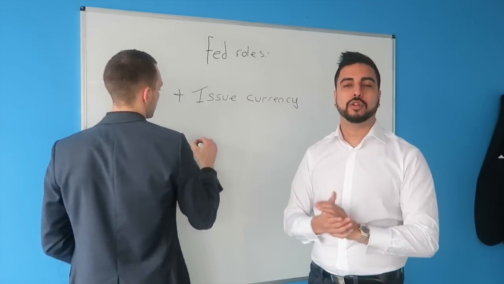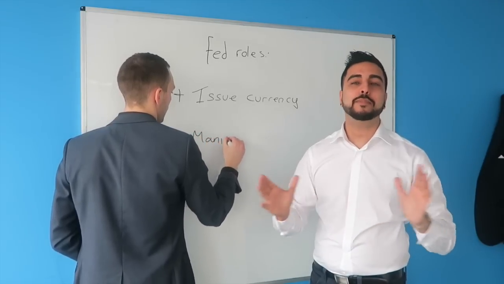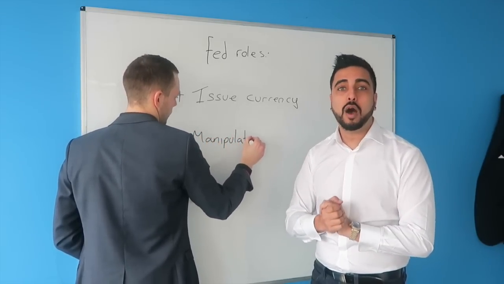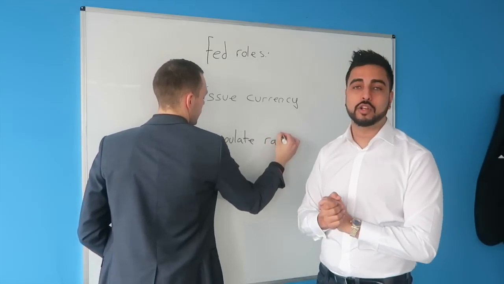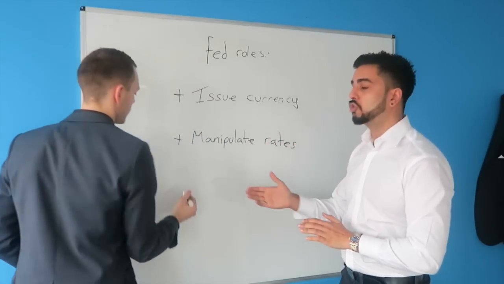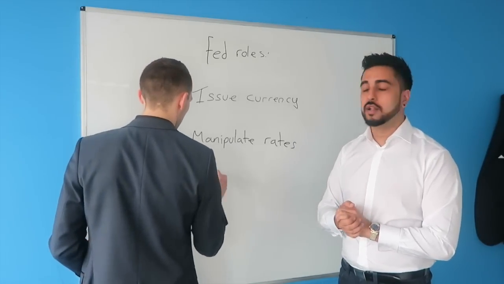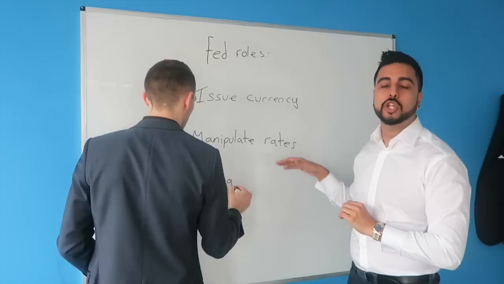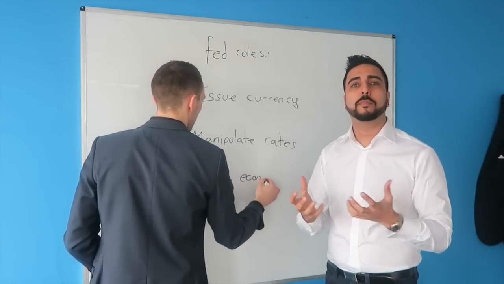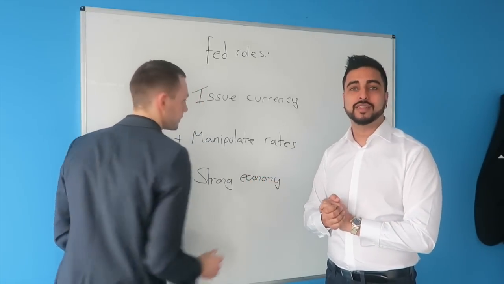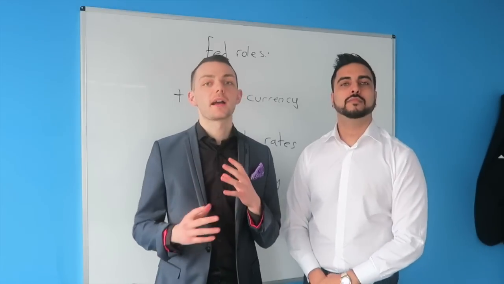Number 2, interest rates. They don't have to ask anybody's permission. It's up to them how much and when they want to change the interest rates. And number 3, to try and keep a strong economy. Of course, they do this by changing the interest rates, and by trying to report and analyse how the economy is actually doing.